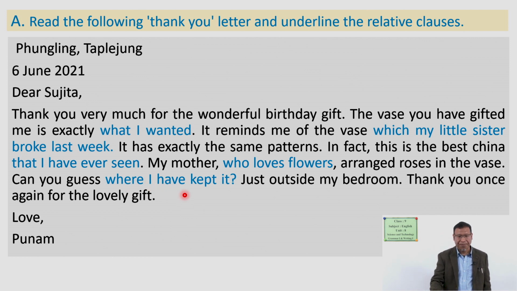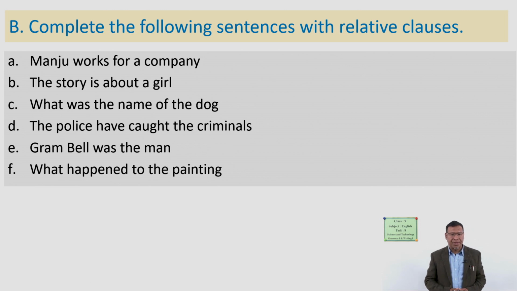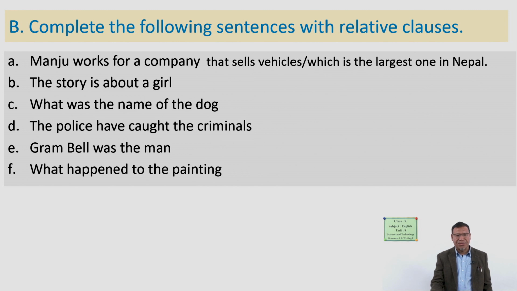Thank you. So, okay students, let's go to another exercise about completing the sentences with relative clauses. Now, the sentences have been given and you have to complete them with the help of relative clause. For example, the first one is, Manju works for a company. So, can you complete? Well, we can complete like this. Manju works for a company that sells vehicles.